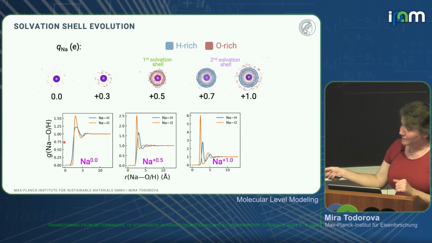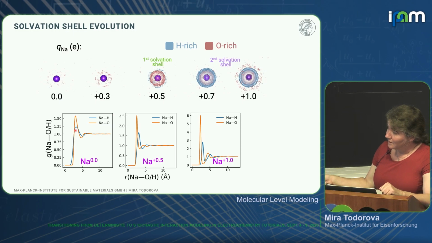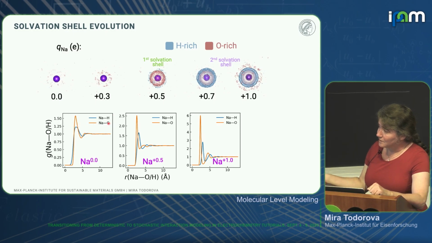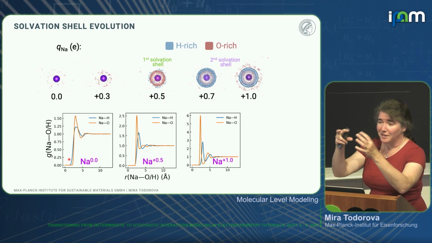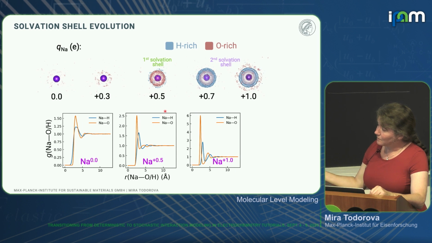And here you see the radial distribution function plots that are typically shown. The orange one corresponds to the sodium-oxygen distance, the blue one to the sodium-hydrogen distance. When you have a neutral sodium, the two peaks are really overlapping. You do have something that is formed because of an exclusion volume, but they're not separated. As we start to evolve the charge, when the first solvation shell forms, you do see a separation of these peaks.